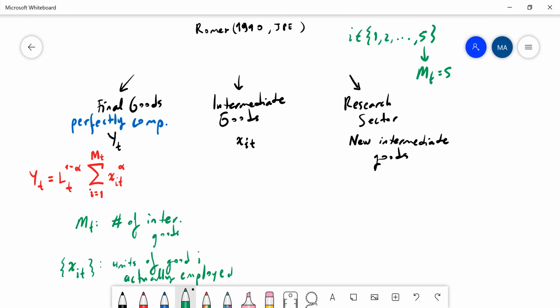So for instance, X_1t is equal to 2, X_2t is equal to 1, X_3t is equal to 4, X_4t is equal to 1, and X_5t is equal to 7. I'm totally making up these numbers right now. So these are the units of these machines that are actually employed by the firm. So for each of them, there's of course a price paid to the producer of these intermediate goods, right? So producers of these intermediate goods are in the intermediate goods sector, obviously. So this sector, however, is monopolistic.